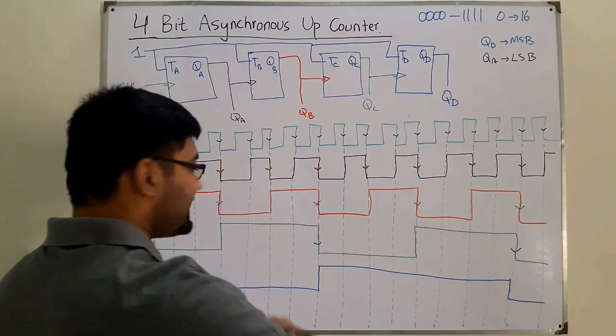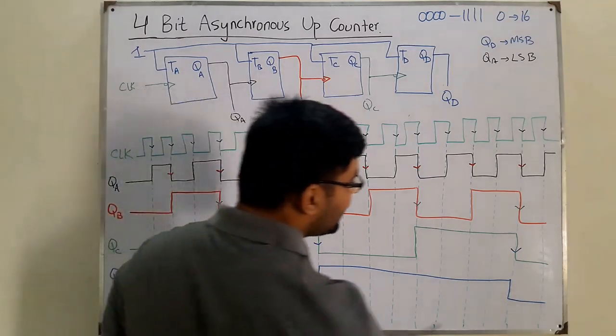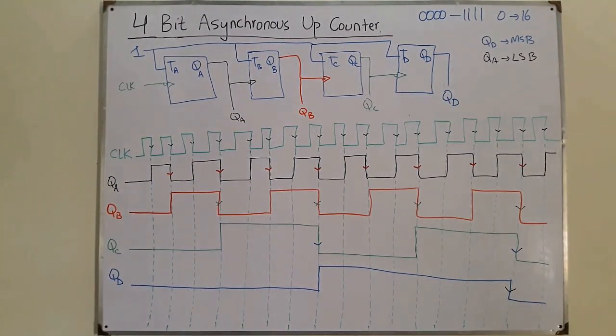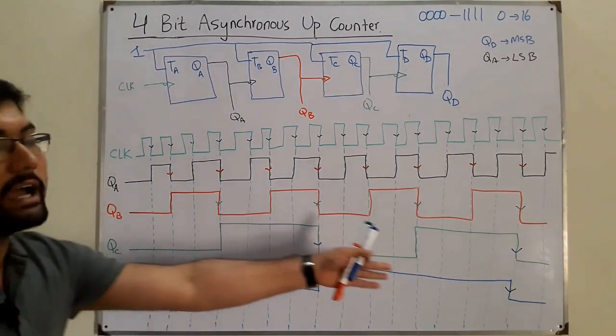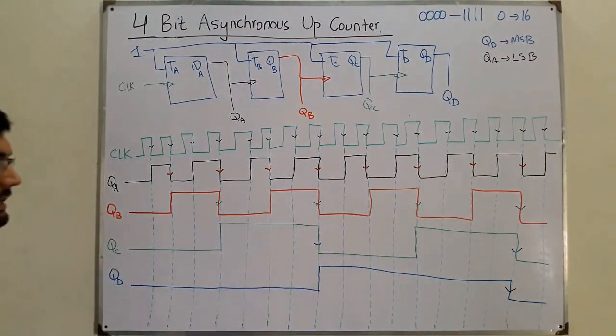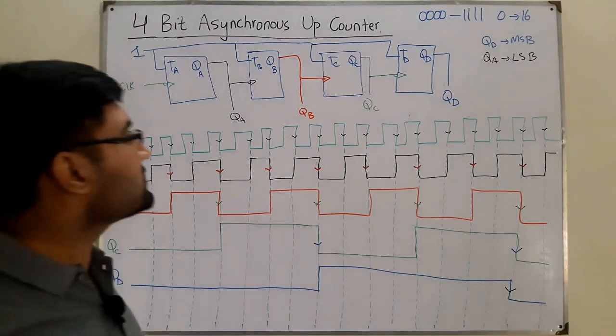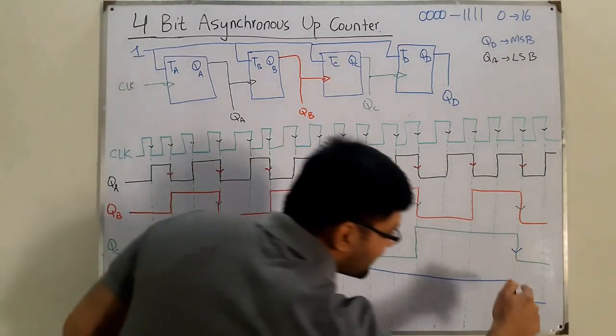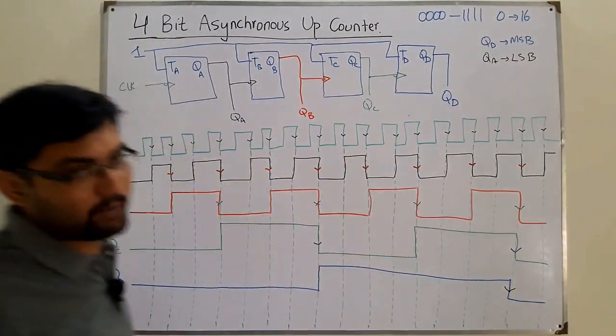So if we had another output QE, the 5-bit counter, which I will not be doing because I don't have more space. Well, you also don't need to do it because the basic concept is the same. If you have the next 5th bit, it will be operating on this particular edge now.